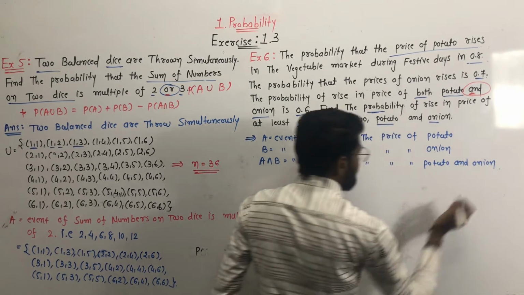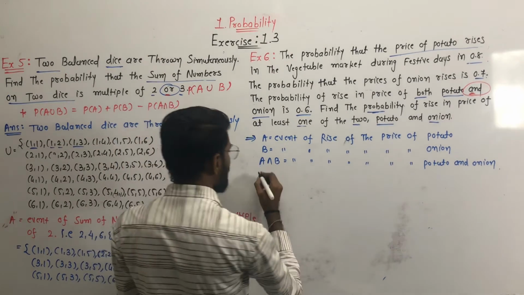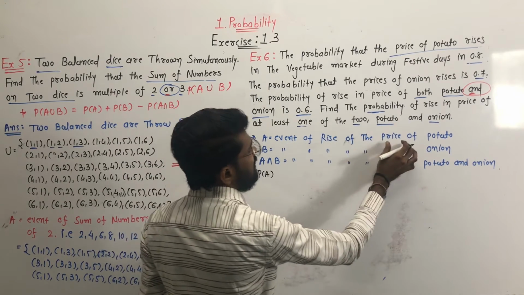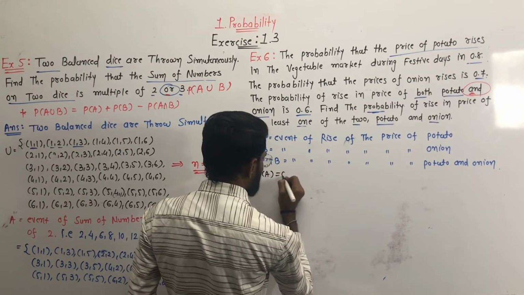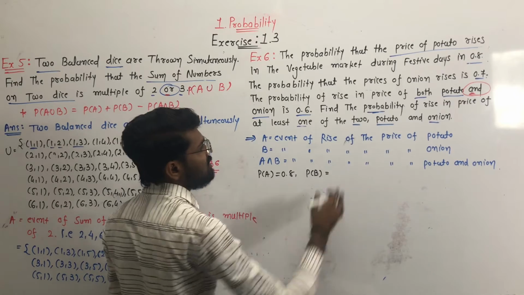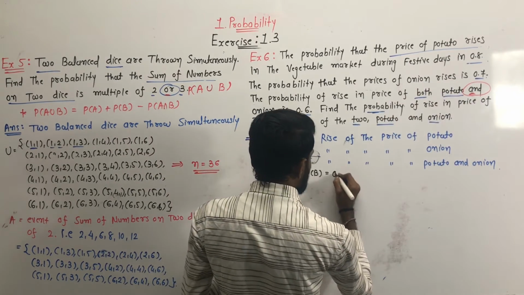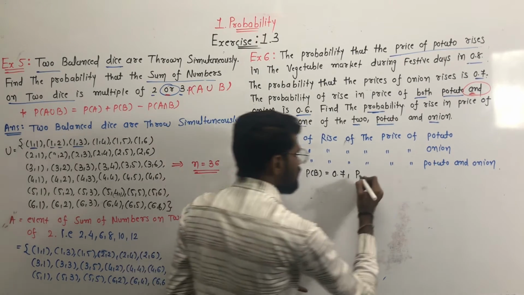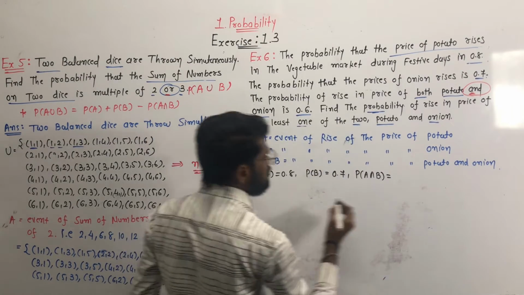Yes, and the probability of these three events will be given. P of A, probability of rise of price of potato, will be 0.8. So P of B, probability of rise of price of onion, is 0.7. Then the probability of rise of price of onion and potato, means probability of intersection of event A and B, is equal to 0.6.